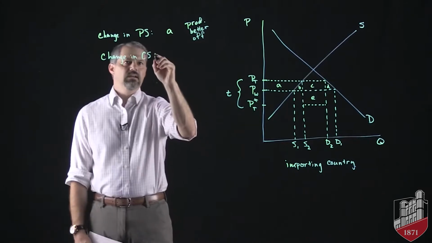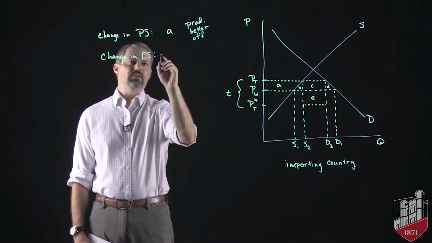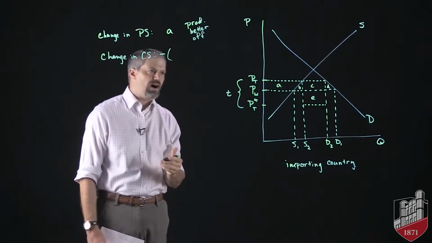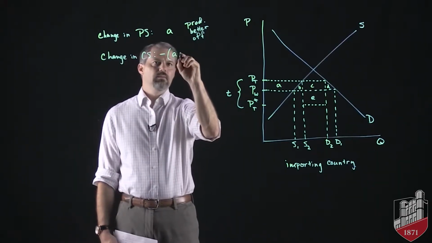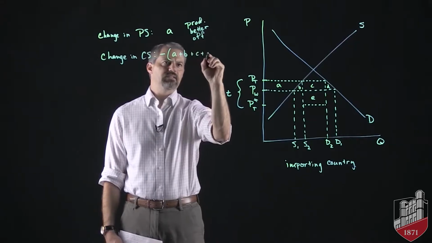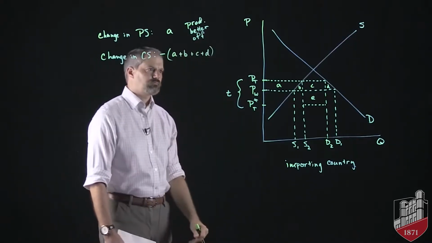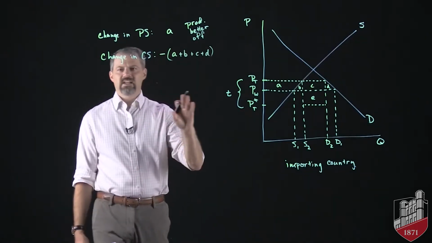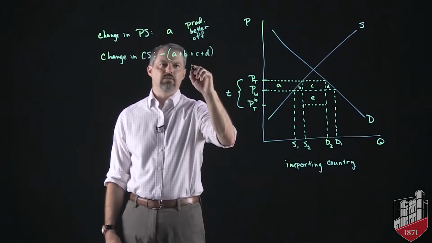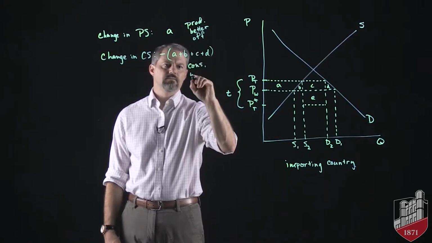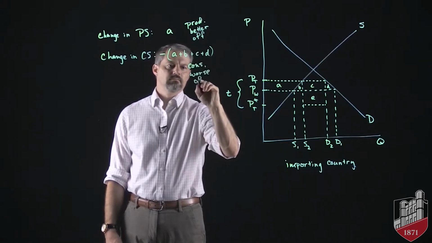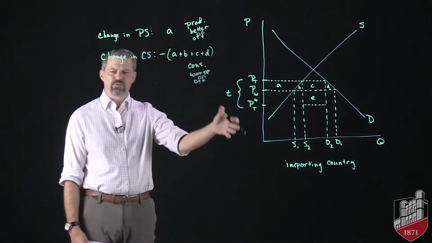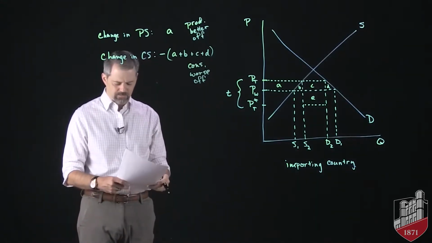plus D. So the change in consumer surplus, I'm going to put a negative out here and put this in parentheses because this is a loss. It's going to be A plus B plus C plus D. So what we can say here is unambiguously consumers are worse off. The tariff drives the price of this good up. If this was wheat, the tariff drives the price of wheat up.